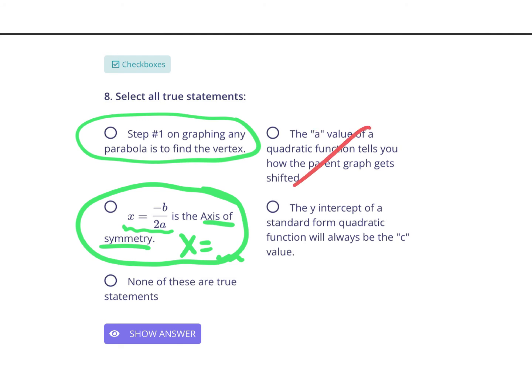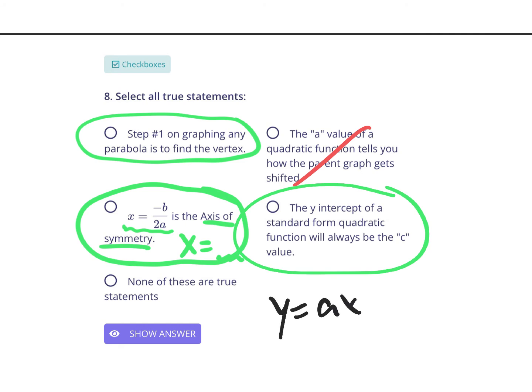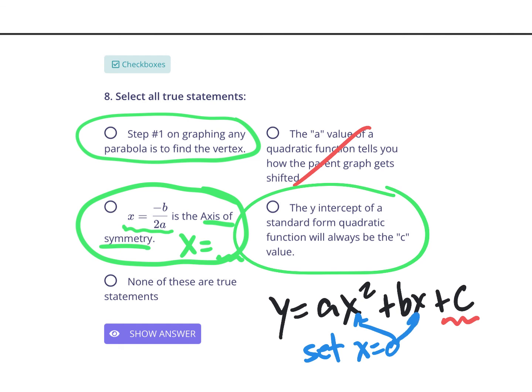And the last one, the y-intercept of a standard form quadratic function will always be the c value. That is absolutely true. If you have y equals ax squared plus bx plus c, that c value is always your y-intercept value, okay? Because to find the y-intercept, you have to set x equal to 0, and if you put a 0 right there and right there, everything here becomes 0, and c is the only thing left.